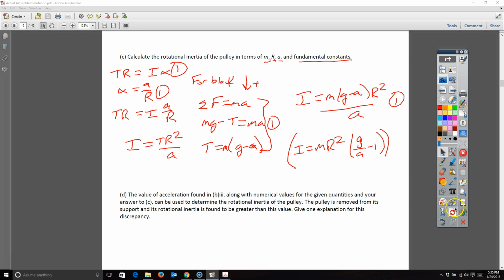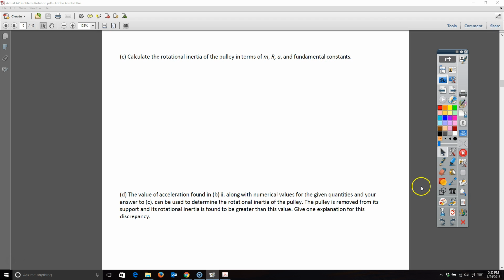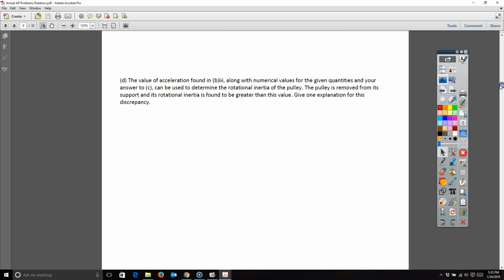For the very last part, this is part D. It says the value of the acceleration can be found in B3 along with numerical values, and for given quantities in your answer to C can be used to total the inertia for the pulley. The pulley is removed from the support and its rotational inertia is found to be greater than this value. Okay, so they want us to give an explanation why.